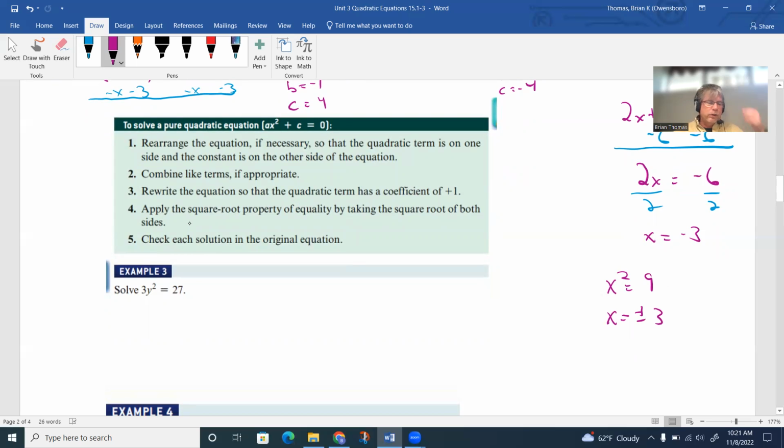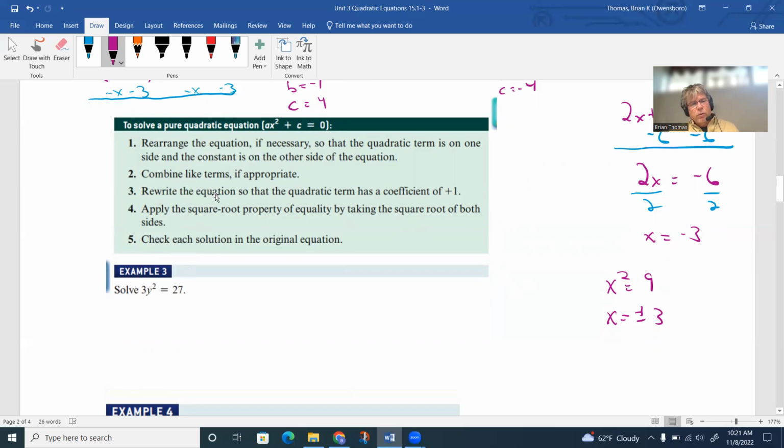We have 3y squared equals 27. Is the quadratic term on one side of the equation and the constant on the other side? Yeah, that's what they're looking for. So step one, if necessary, well, it wasn't necessary for this one. Again, there are no like terms. If you look at the left side, it's simplified, and the right side is simplified. So step two, there are no like terms.